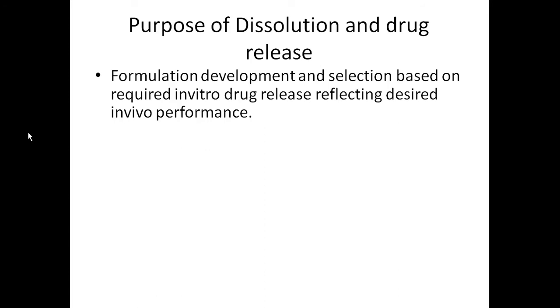It determines the rate at which the drug goes into the systemic circulation. Variations are observed specifically when we are giving the drug as controlled release, sustained release, or immediate release. So it reflects the rate and extent to which the drug should reach the systemic circulation.